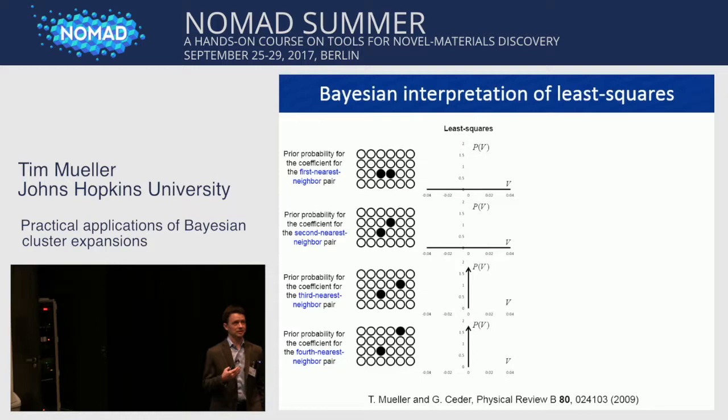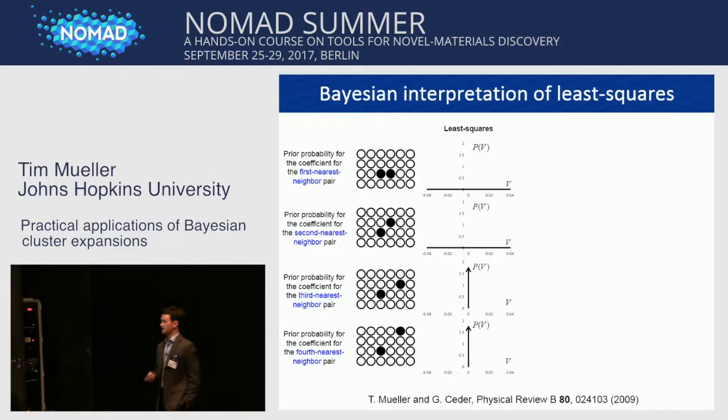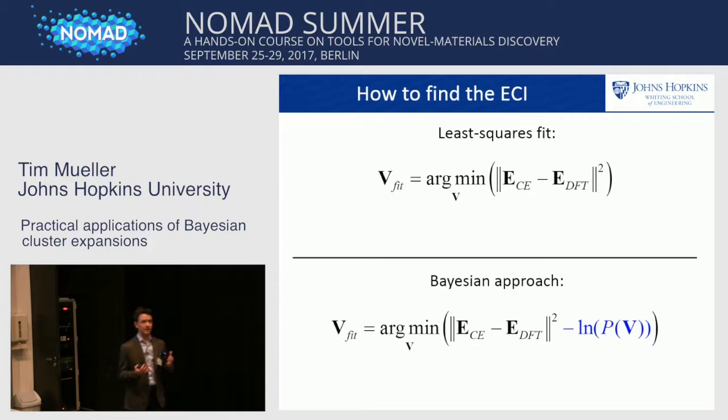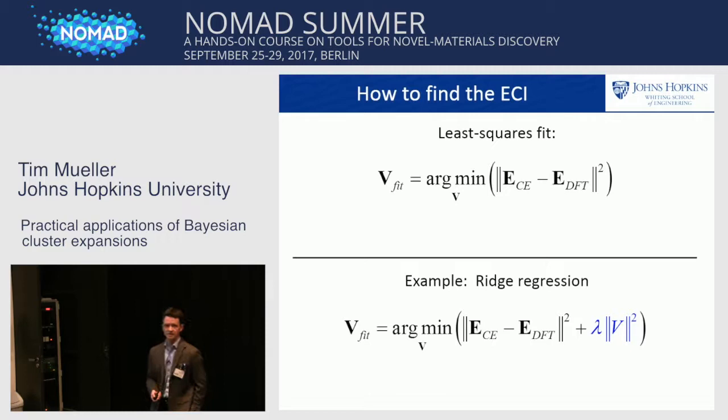And so the question is, can we do better than this? And the answer is yes. We can come up with more physically meaningful priors. Let's go to another example. We start off with this expression for the Bayesian approach. You may have heard of ridge regression. If you've worked in the field of function fitting or machine learning, it's a very common method. Ridge regression would be an expression similar to this, except this minus natural log of the prior probability distribution just becomes this: plus lambda times the squared magnitude of your ECI.